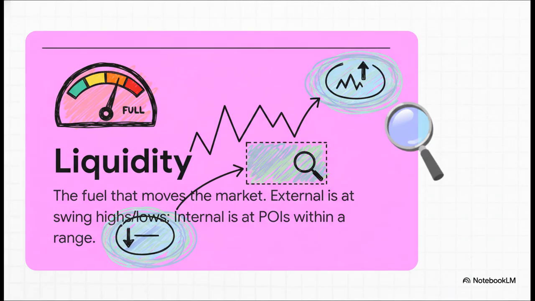Now let's talk about liquidity. Just think of it as the market's fuel. Price is basically engineered to move toward areas where there are tons of orders waiting. We call these liquidity pools. Now, external liquidity sits above recent highs and below recent lows, where everyone's stop losses are. Price will often go grab that external liquidity first, and then it pulls back to an area of internal liquidity, like our order block, to refuel for the next leg up.